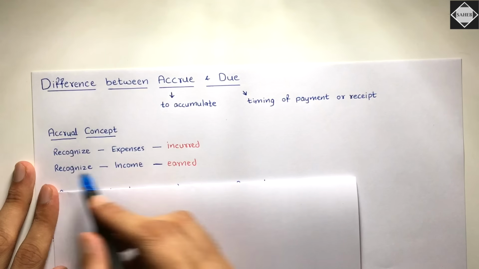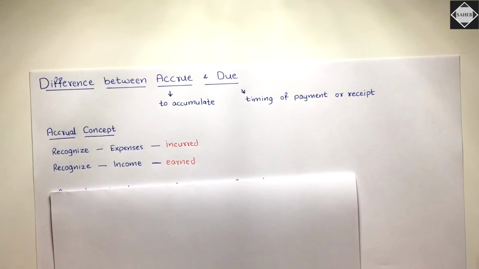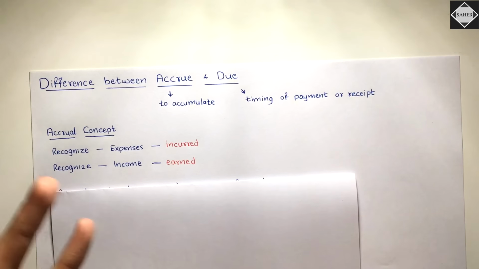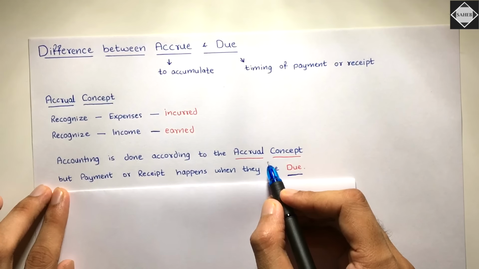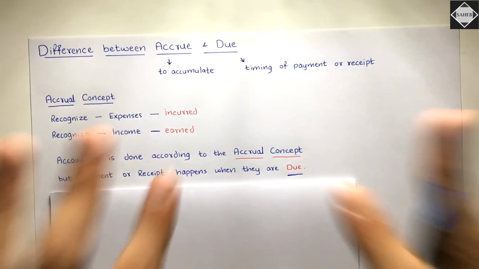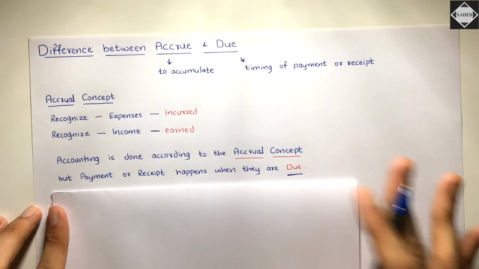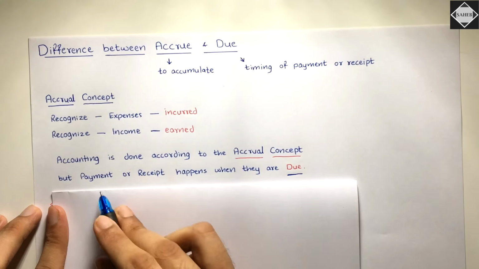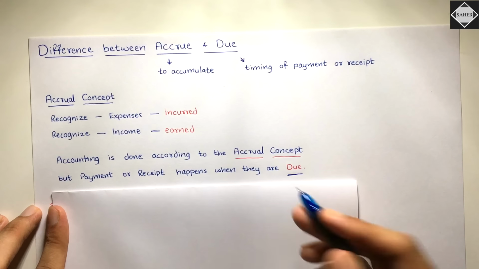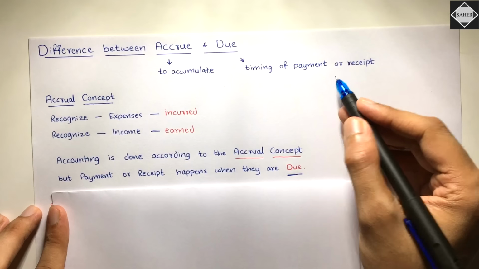Accrual concept: recognize expenses when they are incurred and recognize income when they have been earned. Simple. So we follow the accrual concept, the matching concept, you all know that. Accounting is done according to the accrual concept. Whatever has happened in the business, we record that. But payment or receipt in reality will happen when they are due. What does due mean? Due is the timing, when the time will come.